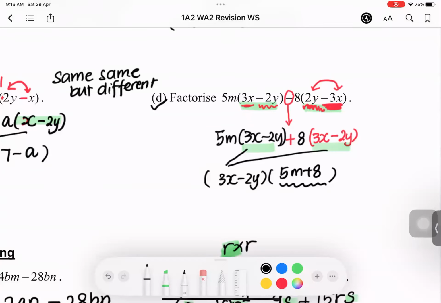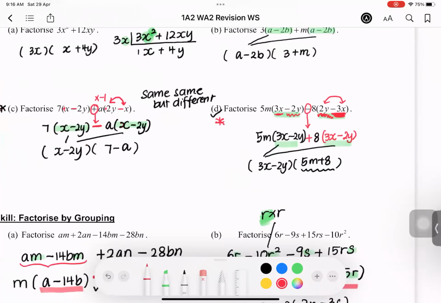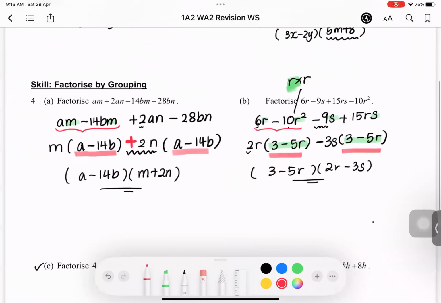So for this one, the special skill is to remember to switch the sign and multiply by negative. If this is positive, you multiply by negative, it becomes negative. Okay, then you should revise another 2 more questions.